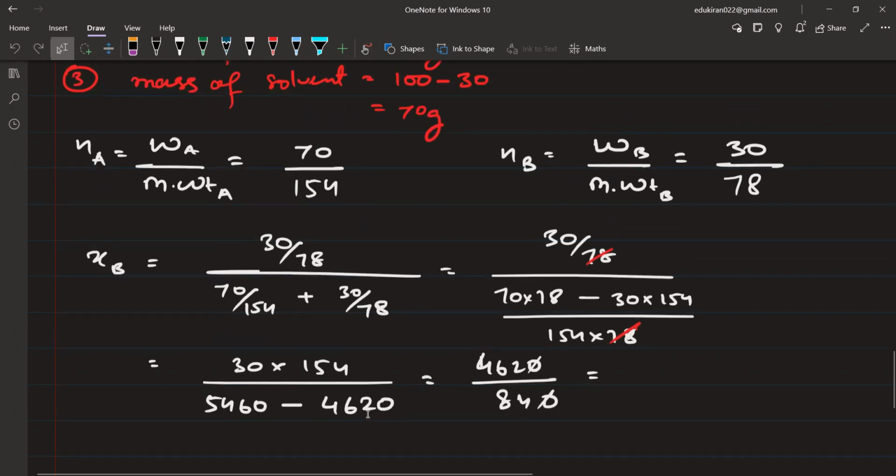Am I doing some mistake? कोई identify कर पा रहा है क्या? 154 into 78, 70 into 78, 30 into 154. तो सही है. Did I do something else? There's some mistake I am doing.